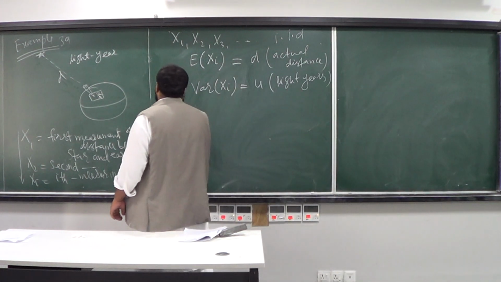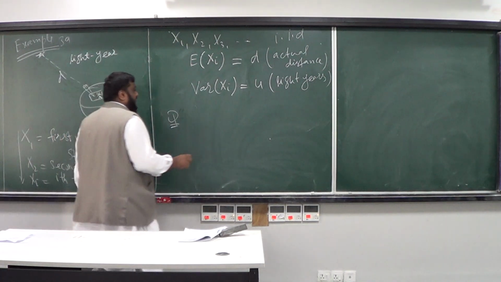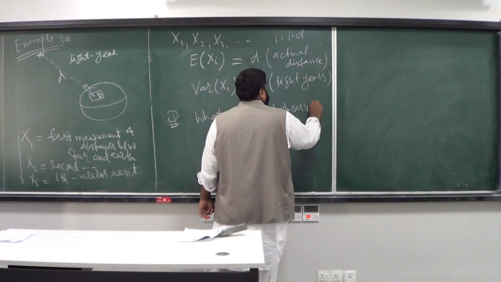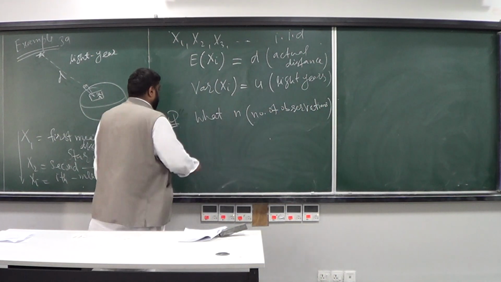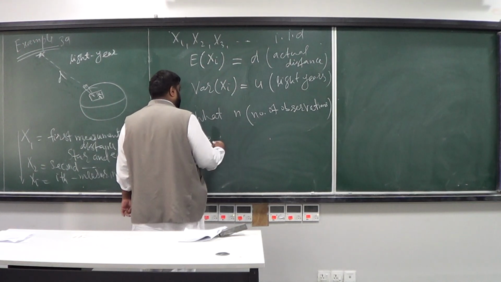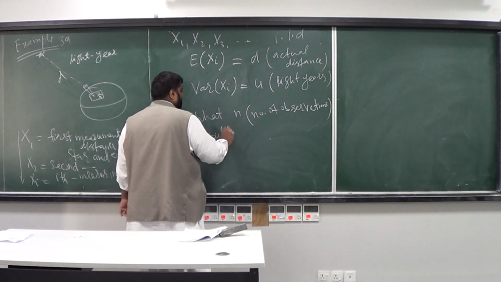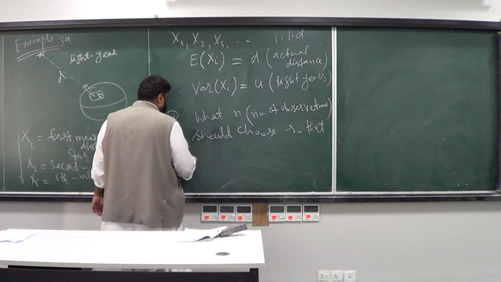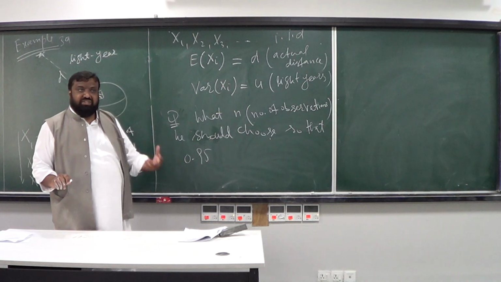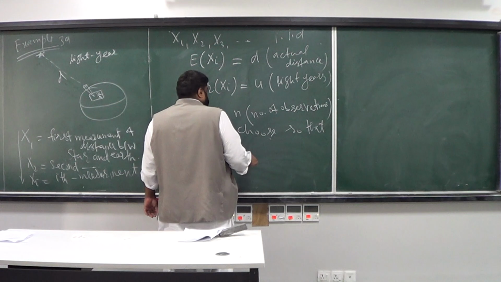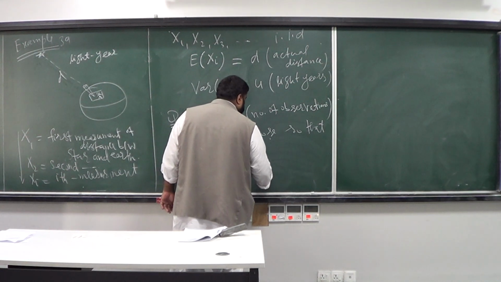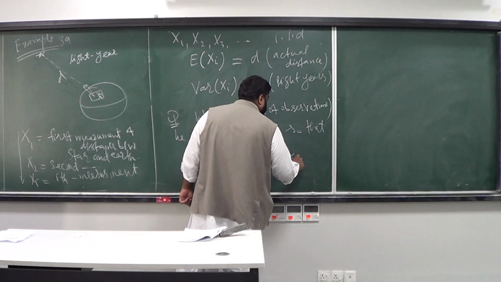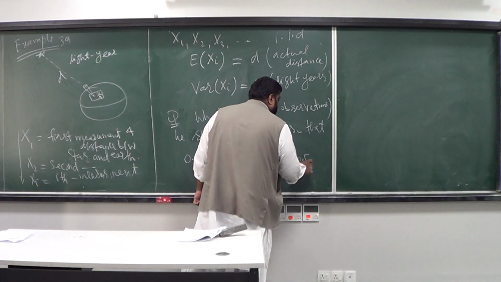The question that he wanted to answer is: what n, which is the number of observations he should make, what n should he choose so that he can say with 95% confidence, or with 95% probability, that the error between the average of the observations and the actual distance is no more than 0.5 light years. The 0.5 is measured in light years.